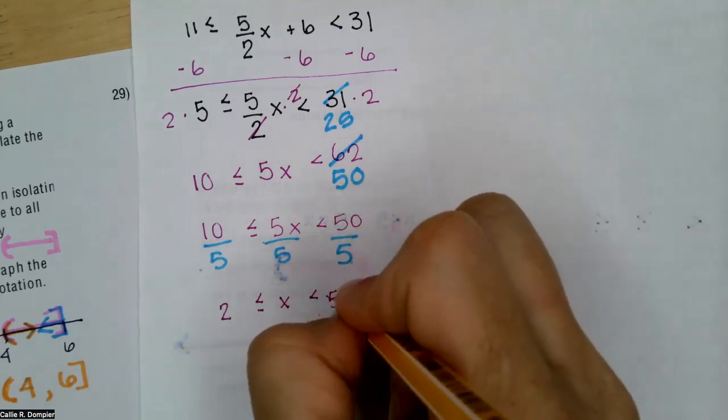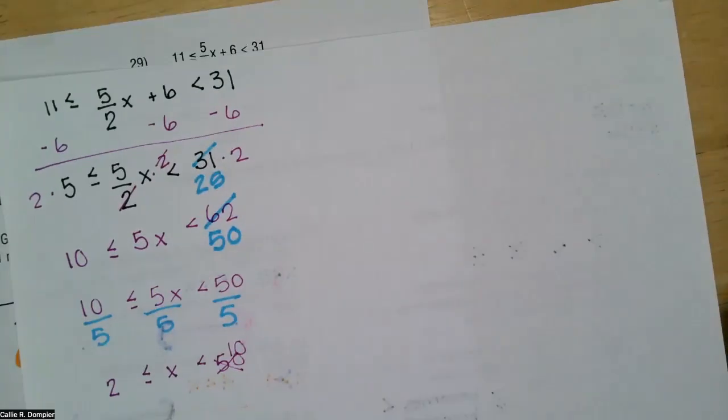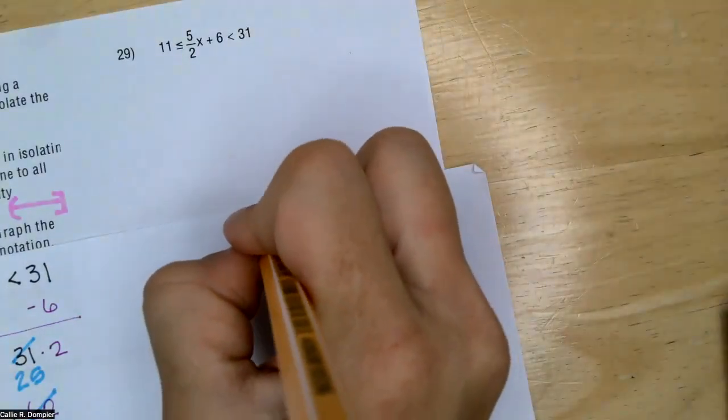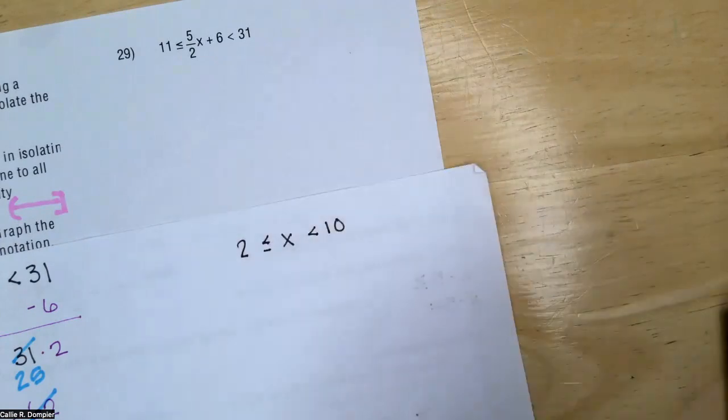Nope, 50 divided by 5 is 10. Guys, better stop this video after the next question. So again, we have 2 is less than or equal to x, which is less than 10. Good.